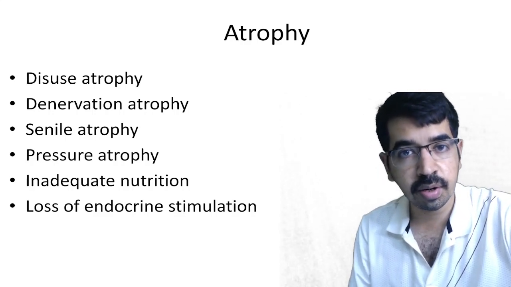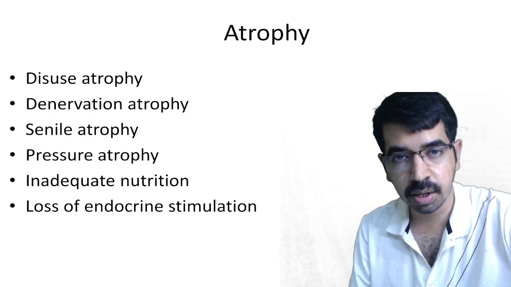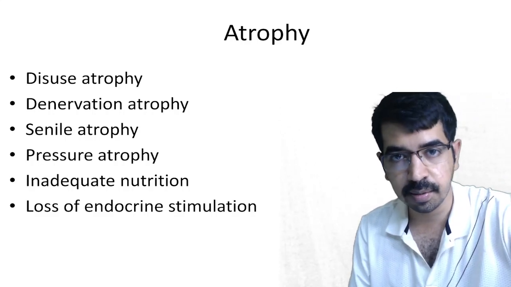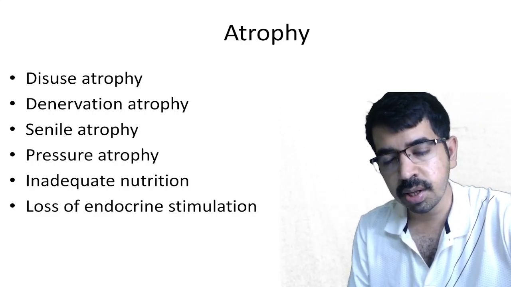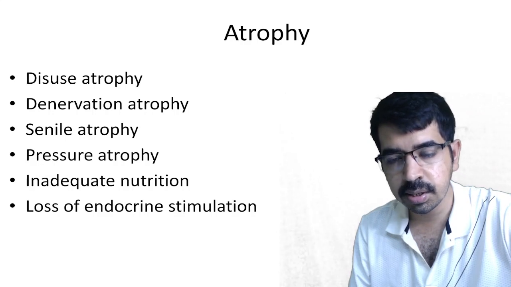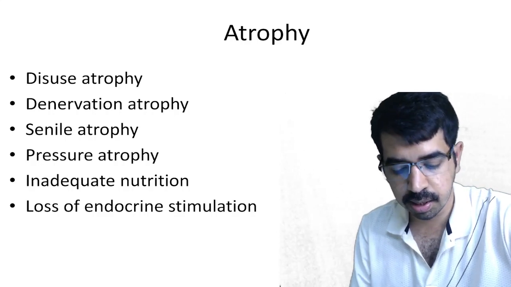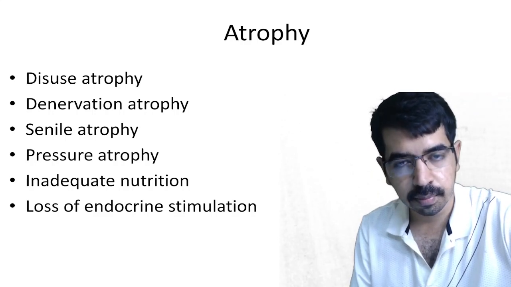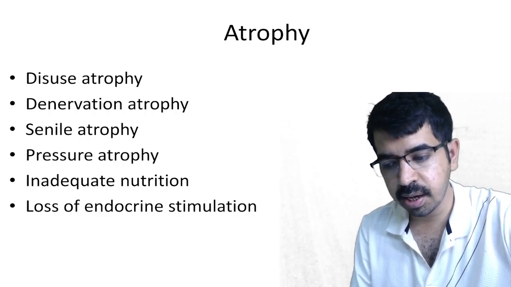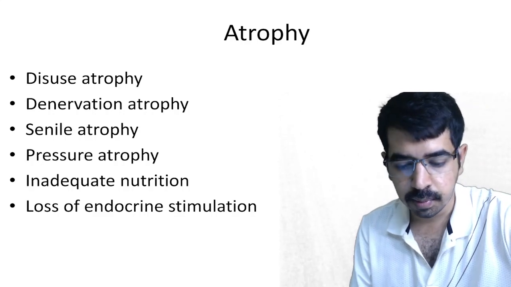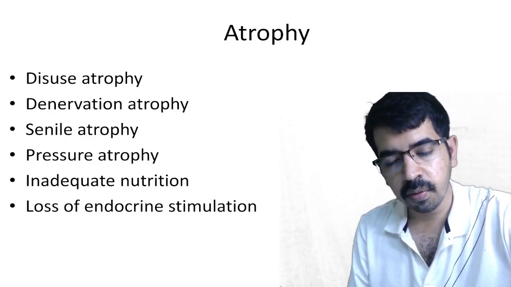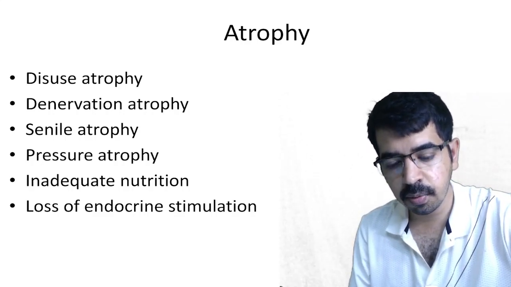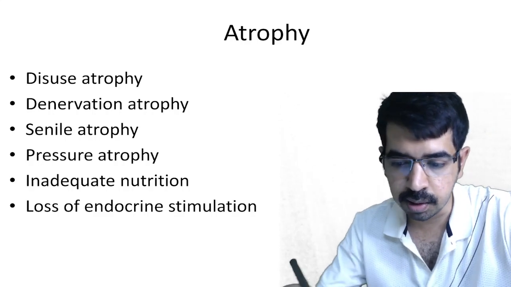Then inadequate nutrition, for example, protein energy malnutrition, kwashiorkor, marasmus, etc. Other energy stores are depleted, so the proteins in the skeletal muscles are used. So that can lead to atrophy. Then loss of endocrine stimulation. And also in inflammation and cancer, there can be atrophy. The mechanism for atrophy is increased degradation of proteins by the ubiquitin proteasome pathway.